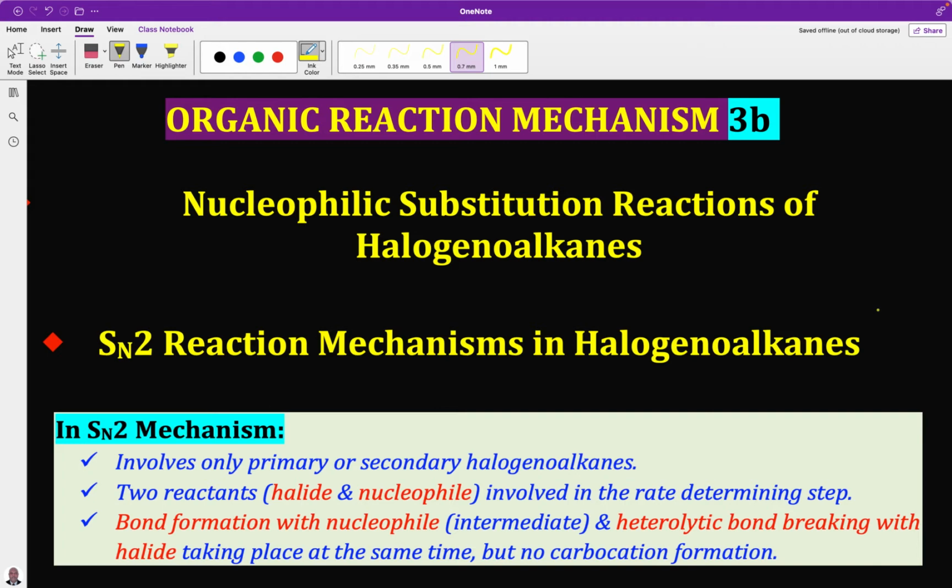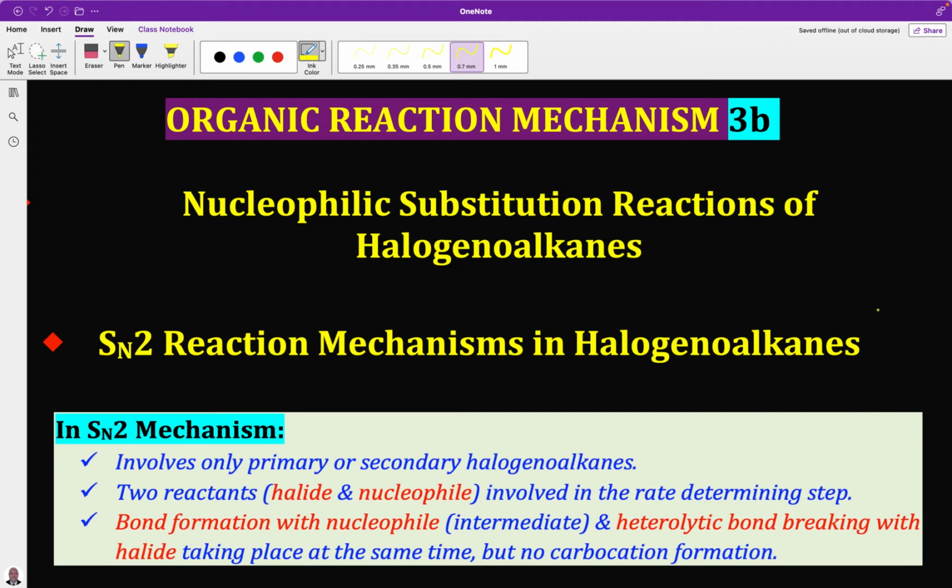But since we are now studying the SN2 reaction mechanism, I said S stands for substitution, N stands for nucleophilic, and 2 stands for bimolecular. Bi means there are 2 reacting species that are involved in the rate determining step. There are 2 reacting species involved in the rate determining step.